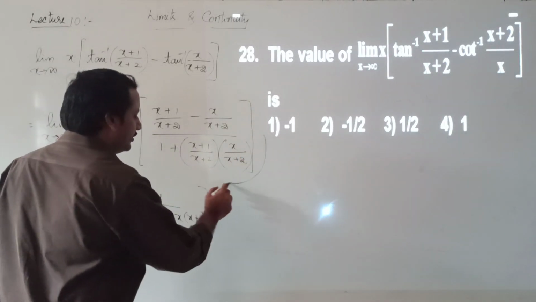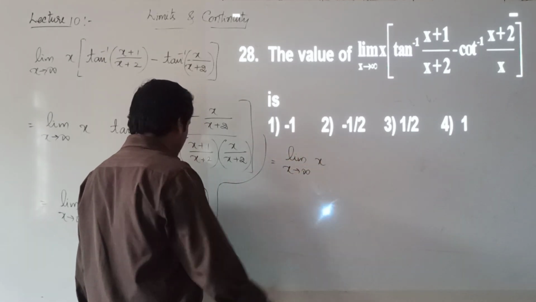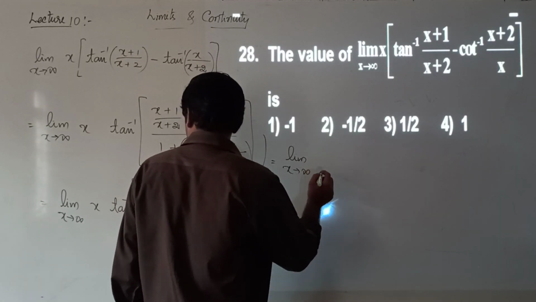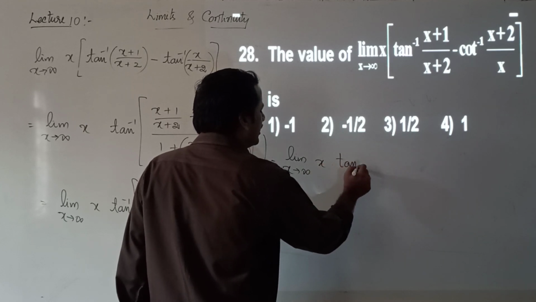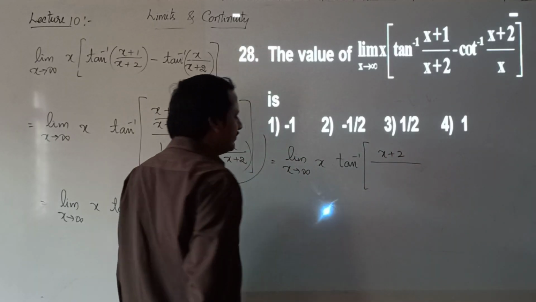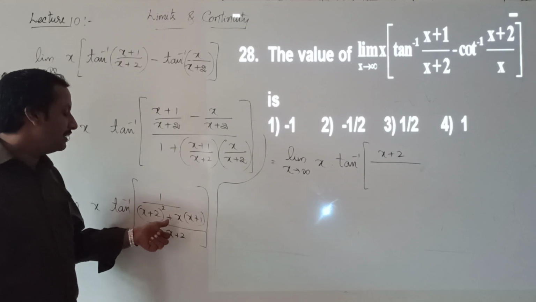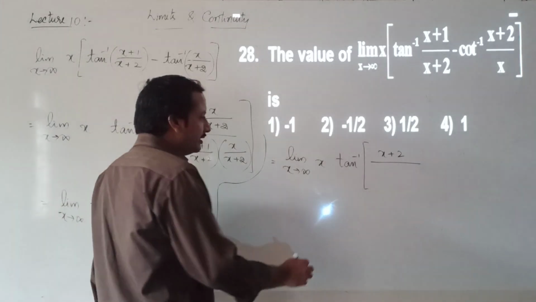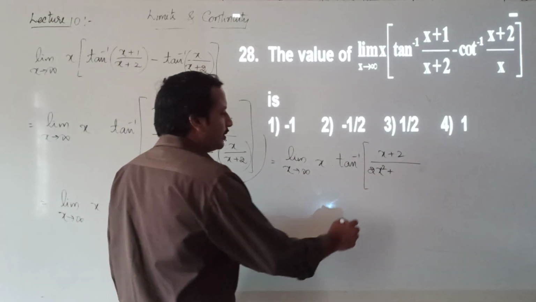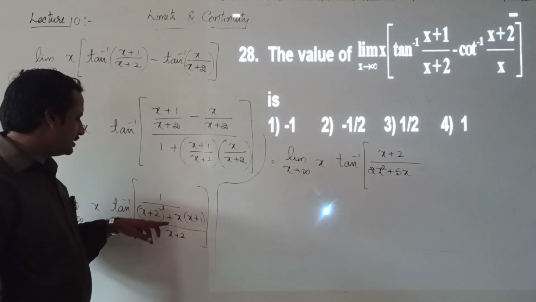Okay, then I'll continue here. This is equal to limit x tends to infinity, x into tan inverse of (x plus 2) divided by, here I will simplify this. X plus 2 whole square will give you x square plus 4x plus 4 plus x square plus x. So x square plus x square, that will be 2x square plus, here you will get 4x and another x here. So 2x square plus 5x plus 4.